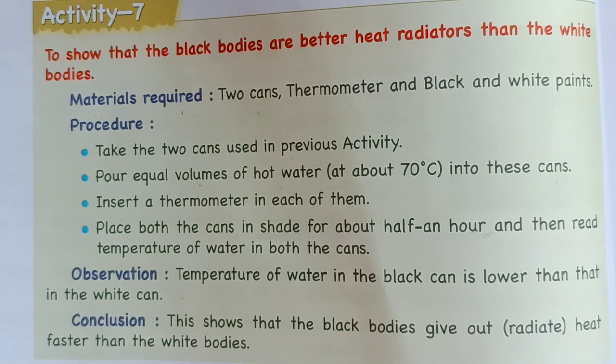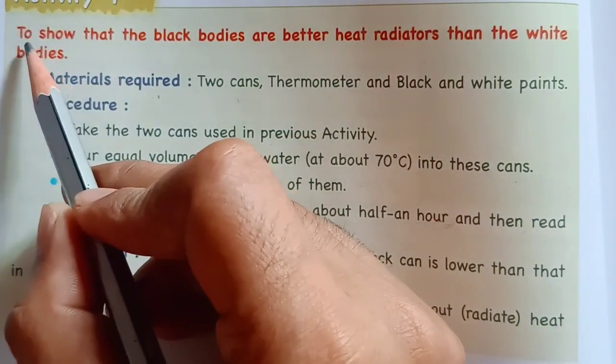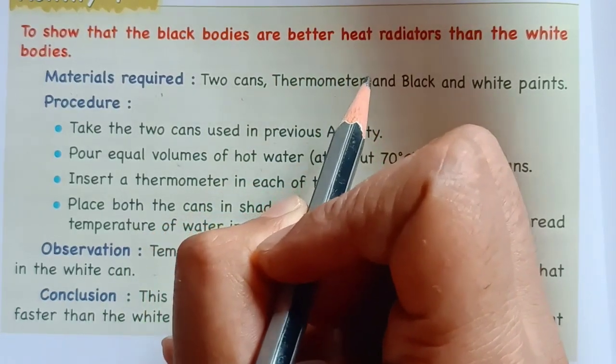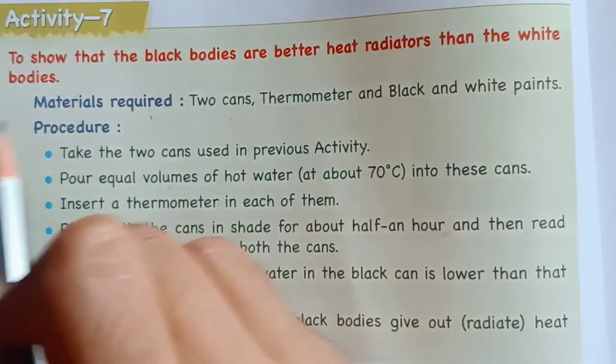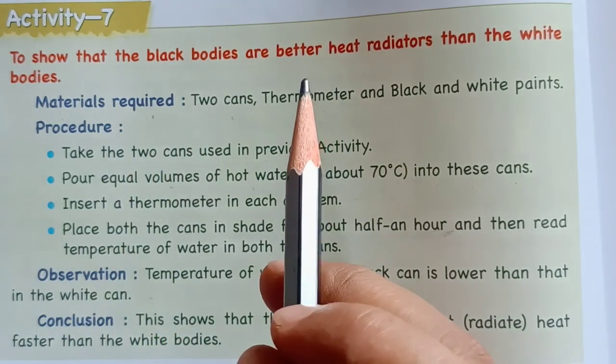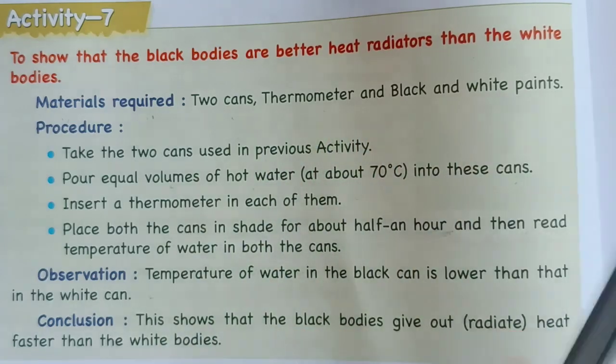So this is the last part of the chapter heat. In the previous part we have seen in activity 6 that black bodies absorb heat faster in comparison to white bodies. Here we will see about radiation. So let's see, to show that black bodies are better heat radiators than white bodies. The materials required are the same as the previous activity: 2 cans, a thermometer, and black and white paints.